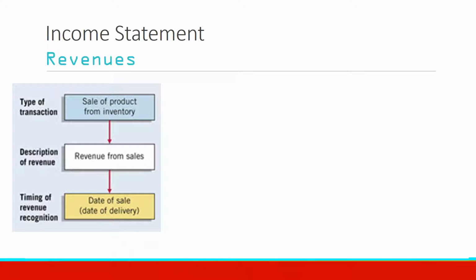So now let me walk you through these four different types of revenues using a graphic that comes from an older version of Kieso, Weygandt, and Warfield intermediate accounting. The first and most common type of revenue is the sale of product from inventory. The type of revenue we have is sales revenue, and the timing of the revenue recognition is generally on the date of sale, which is the time of delivery.